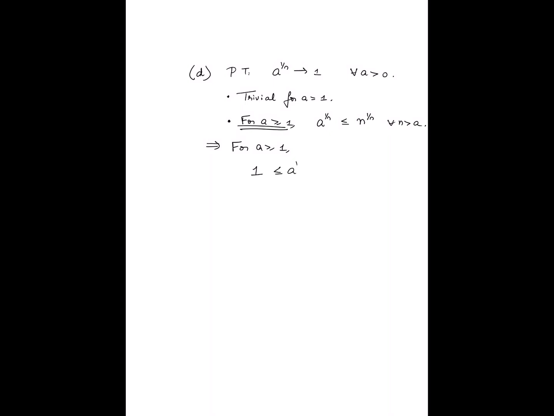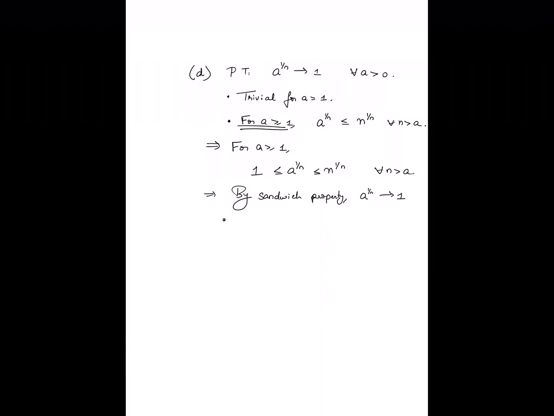The nth root of a, you can convince yourself, is still going to be greater than or equal to 1, but it's also upper bounded by n raised to 1 by n. Okay, this is true for all n greater than a. So therefore, by sandwich property, we can argue that a raised to 1 by n goes to 1, right? Because the right hand side goes to 1, the left hand side is trivially 1, and so therefore a raised to 1 by n goes to 1, right?